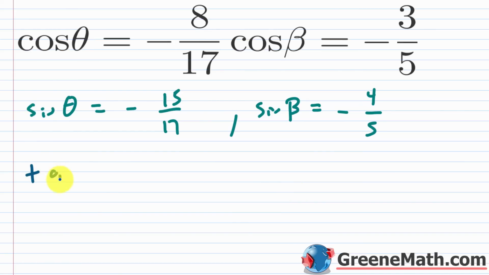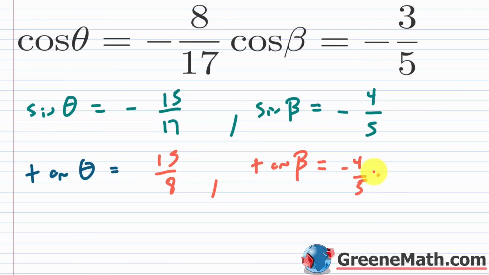So we need the tangent of theta. That equals what? Well, we would take the sine of theta, which is negative 15 over 17, and we'd multiply by the reciprocal of the cosine of theta, which is negative 17 over 8. So this would cancel. This is 15 over 8. And then for your tangent of beta, this is equal to what? Again, take your sine of beta, so negative 4/5, and multiply by the reciprocal of the cosine of beta, which would be negative 5 over 3. And so in this case, this would cancel, and you get negative 4 over negative 3, which is going to be 4/3. So this is 4/3.